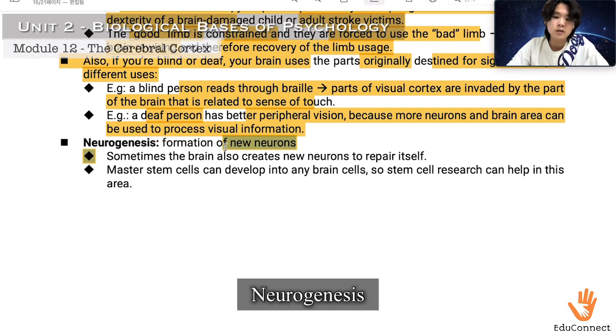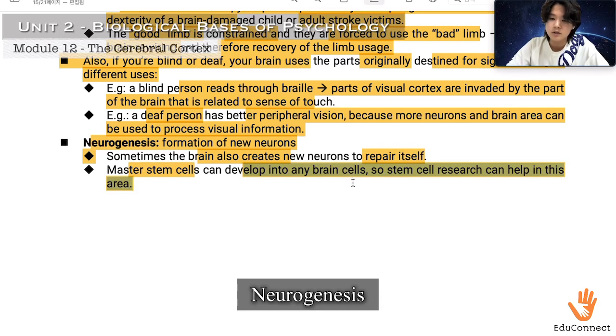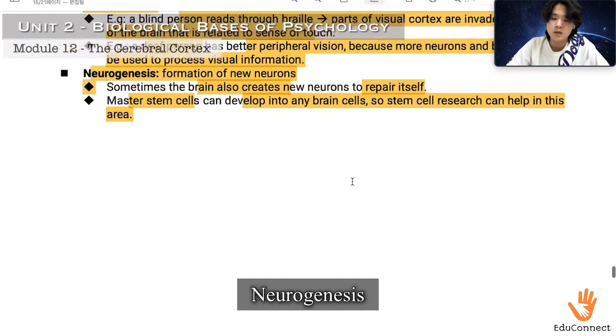And neurogenesis is the formation of new neurons. Sometimes the brain also creates new neurons to repair itself, and the master stem cells can develop into any brain cells, so stem cell research can help in this area.